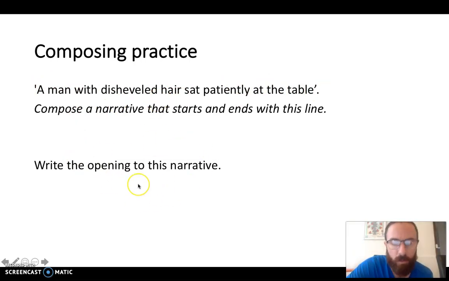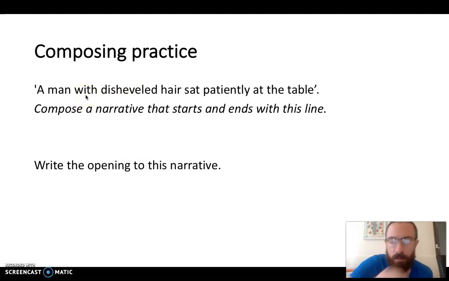With this sort of question, it's really a question about structure, because it asks you to create that opening and ending. So that would be your concept here, even though it's not explicit, it's implied. Other things that we could consider is characterization. What do we know about this man?